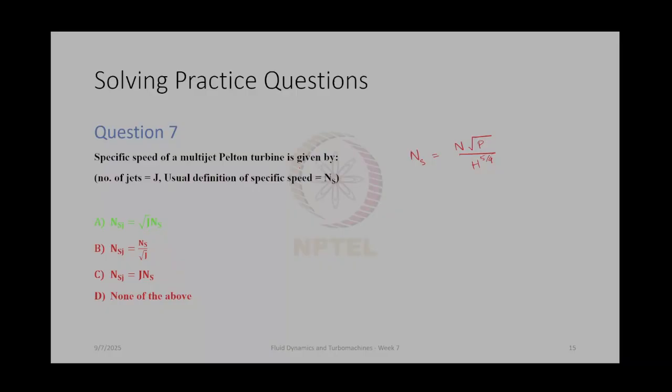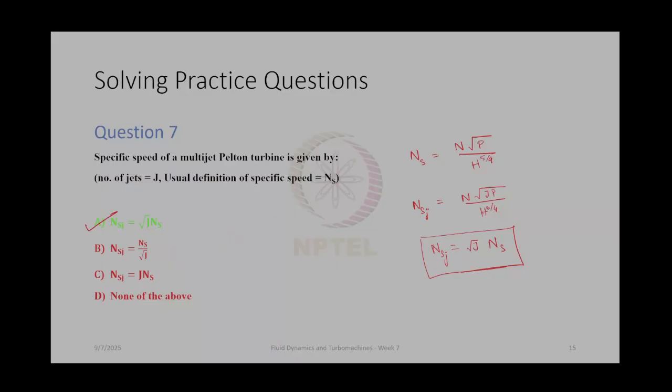Now, when there are j jets coming into this turbine instead of one jet, the power getting supplied as well as produced are both proportional to the number of jets, right? So we can write this modified equation in this way, where it's j into p divided by h to the power 5 by 4. So I just take the square root of j out, and I'm left with the usual definition of specific speed. So therefore it's option A. So ns multiplied by square root of j.